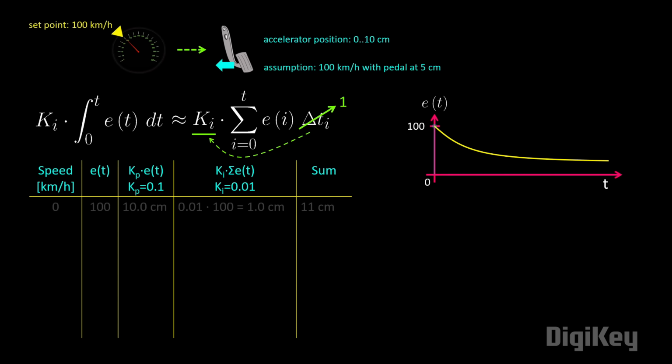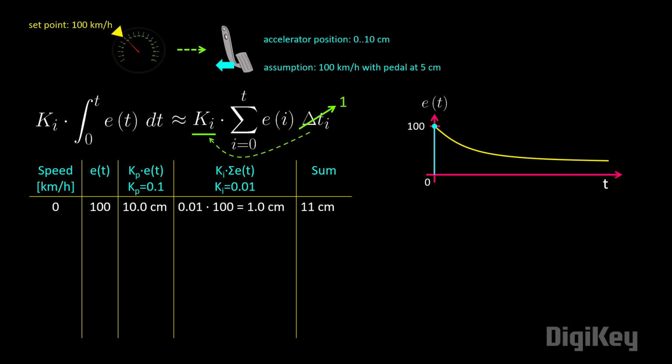We start at 0 kilometers per hour, so our error is 100. From before, we know that our proportional controller wants to set the accelerator to 10 centimeters, assuming we have Kp set to 0.1. We'll set the Ki term to 0.01. As this is the start of the accumulation, the approximate integral is just 100. 100 times our Ki of 0.01 is 1 centimeter. We then add the two controller outputs together to get a sum of 11 centimeters. Our accelerator doesn't go to 11, so for now, we'll just say we max out the accelerator at 10 centimeters.